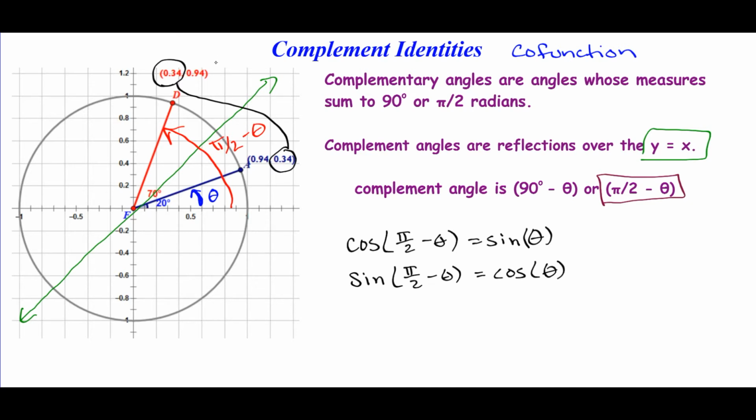And then finally, up here my tangent is going to be 0.94 over 0.34, and here it's going to be 0.34 over 0.94. So these are reciprocals of each other. The tangent of pi over 2 minus theta, the tangent of this value up here at the top, is the reciprocal of this tangent from the bottom. Remember, the reciprocal of tangent is cotangent. So this is equal to the cotangent of theta. These are my complement identities, and they will again be on the formula sheet. We're going to look at using these three identity statements to do some evaluating of specific trig functions.